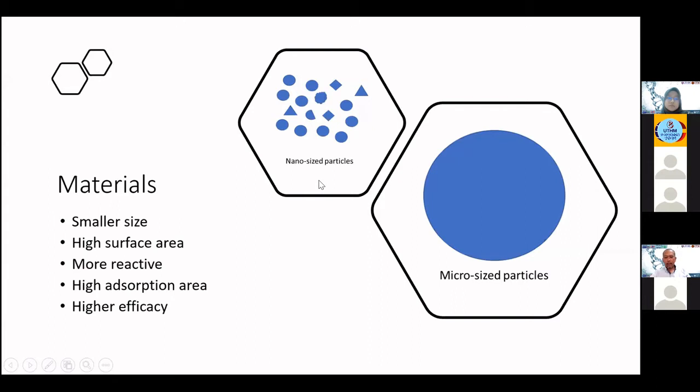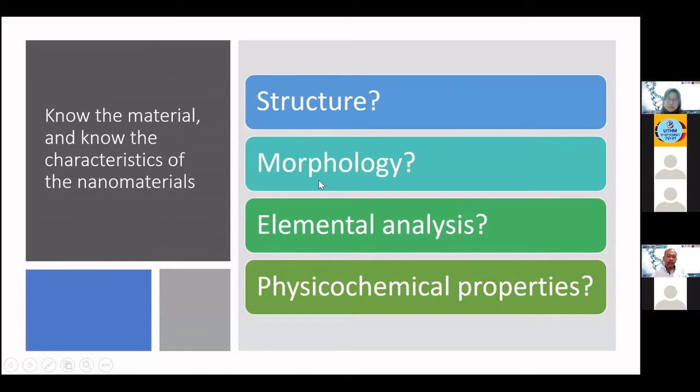This is actually the fundamental that you need to understand. That's why there are different characterization techniques that we need to do to make sure that we have the nanoparticle, or that we know the characteristics of the nanoparticle. So what are the important things that need to be known or done for the nanomaterial? If you are involved in the synthesis of the material, or you use the material, you need to know what kind of material it is, because each material has different characteristics.